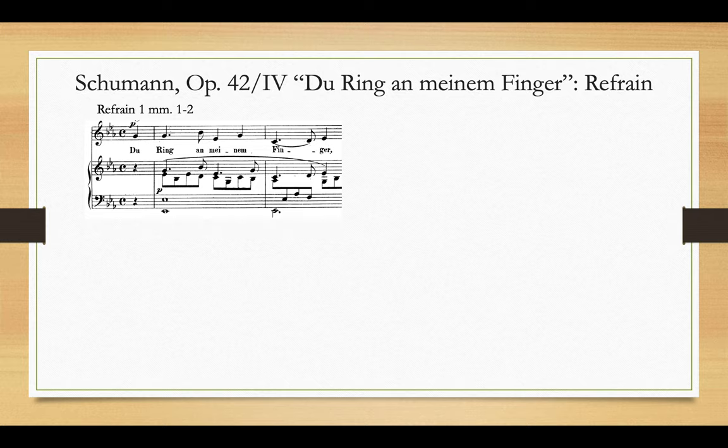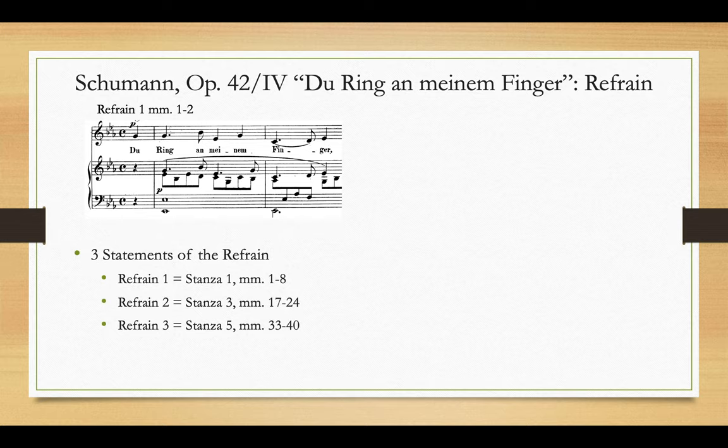Let's take a closer look at the refrain statements. So there are 3 statements of the refrain, and as I just said, they feature stanza 1, stanza 3, and stanza 5, respectively. So the beginnings and pretty much most of the middle of the refrain are different only in slight details, like the pickup notes. Otherwise, the three track one another pretty closely for the first two-thirds or so of the refrain. So the end of the last refrain is slightly modified.